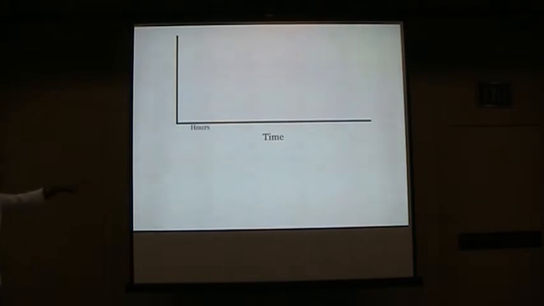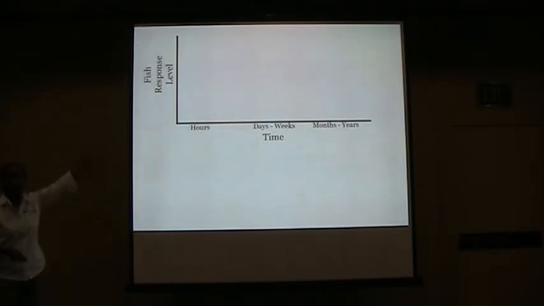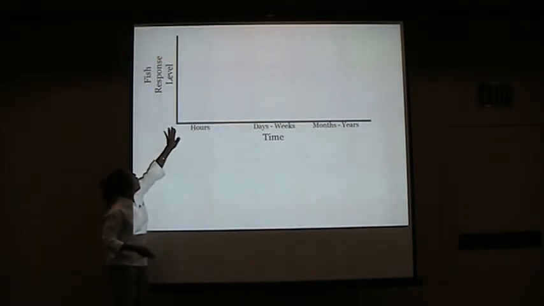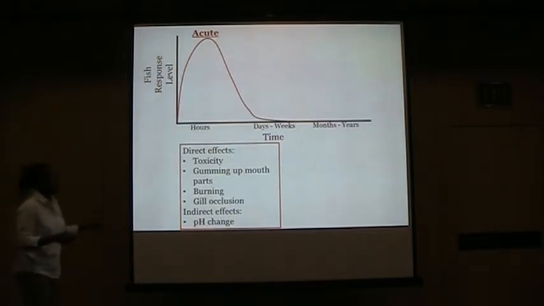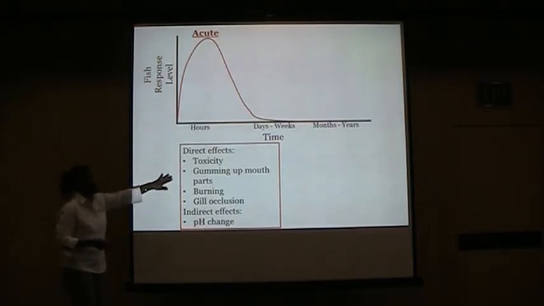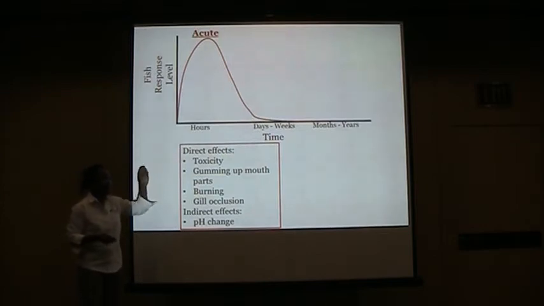So again, this is the same graph with hours, days to weeks, months to years on the x-axis. And on the y-axis, this is a fish response level. So basically, fish kill response. So if you apply a herbicide or an algicide at this point, and you get what I'll consider an acute fish kill, so within hours or within a day or two, you have a number of dead fish, then it's probably because of what you did. And you have to consider what aspect of what you did caused the fish kill.